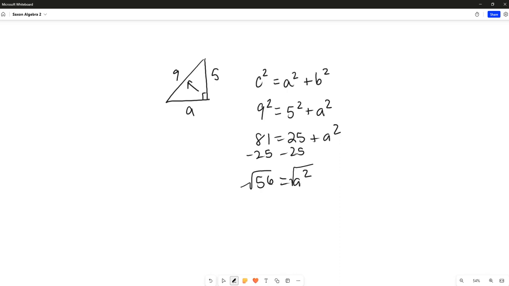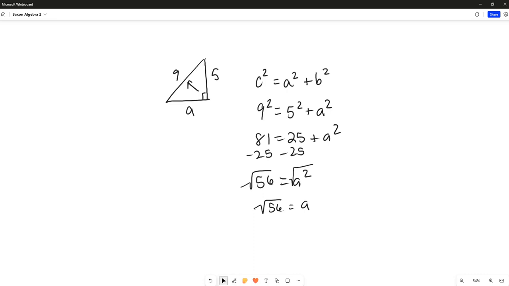And I think that they're only asking, let me double check this. 56 is not a perfect square. So it doesn't have a whole number square root. And they're just looking for 56 here. They're not looking for us to reduce it. So square root of 56.